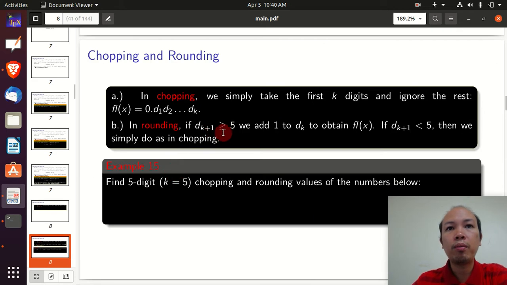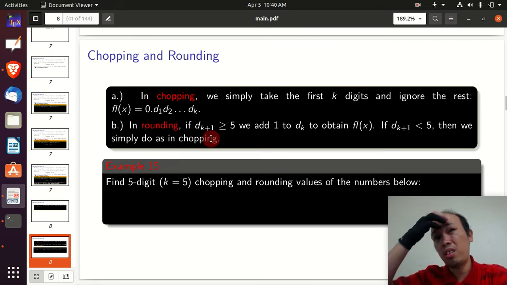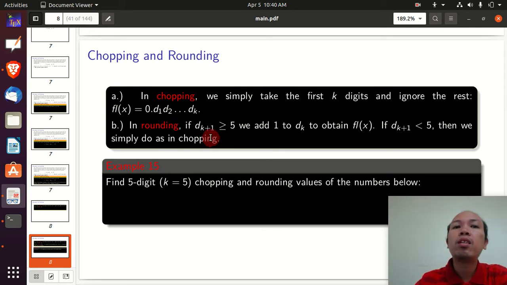For rounding, this is the same as in your high school mathematics. If your d sub k plus 1 is greater than or equal to 5, then you have to add 1 to the previous digit that you are going to round, to obtain the floating point representation of x. And if it is less than 5, meaning 1, 2, 3, 4, then you will do as in chopping.